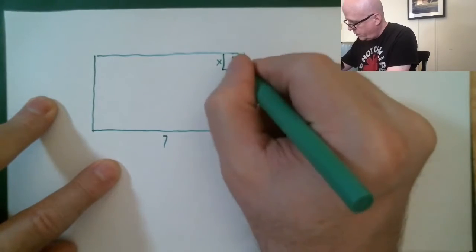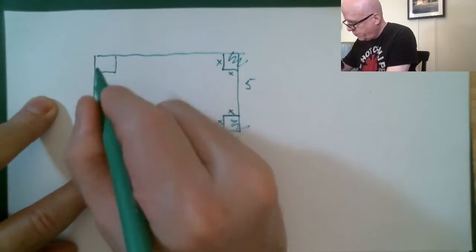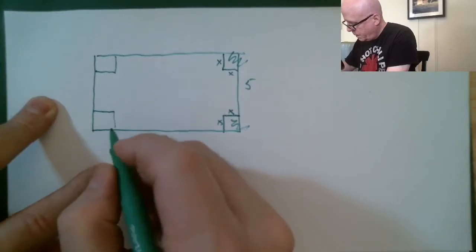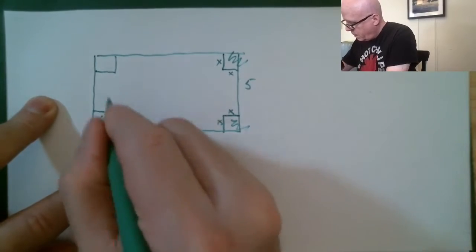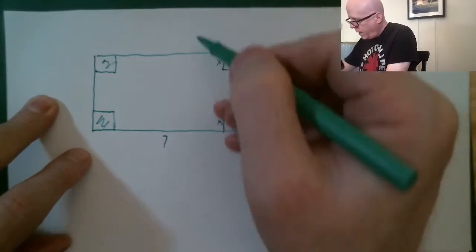They're on the corners here. So this part is gone, right? We won't have that anymore. Same on the other end. That's removed, that's removed. So how long and how wide is the box?